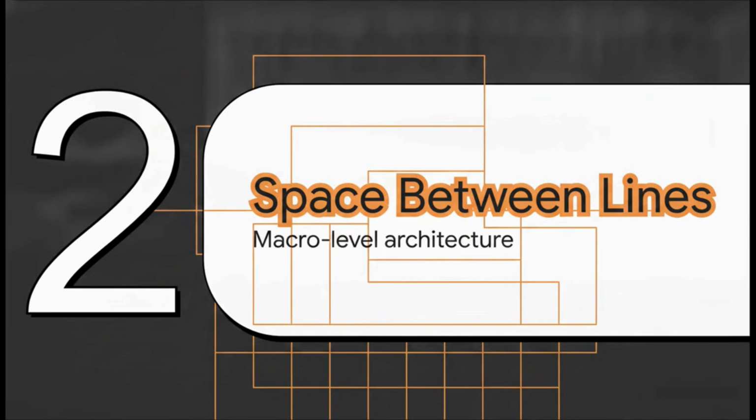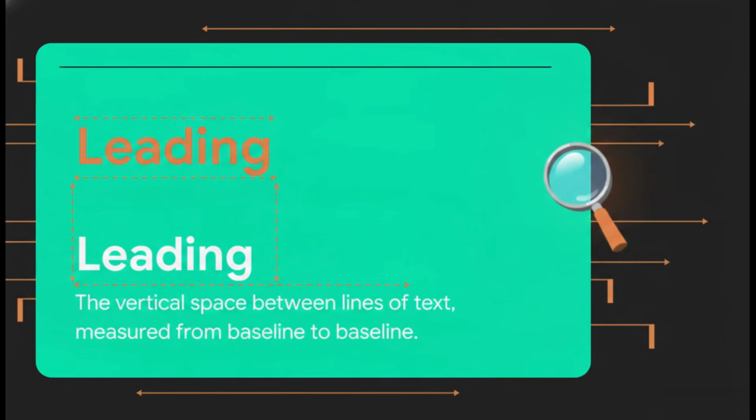Section 2. Space between lines, looking at macro-level architecture. Let's move to this and see how it builds on what we just learned. So this brings us to leading, and yes, that actually rhymes with bedding. Leading is the vertical space between lines of text, and it's measured from the baseline of one line straight down to the baseline of the line directly below it.